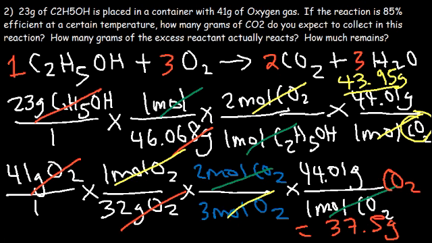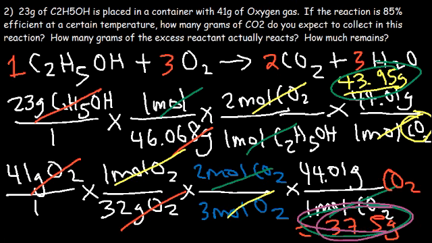Now we have 2 different potential theoretical yields, 43.95 and 37.5. Which one is the correct answer? The correct answer is the smaller of the 2 numbers. So the theoretical yield is 37.5. Because once you have 37.5 grams of CO2 produced, that means all of the grams of oxygen reacts. If there's no more oxygen in the reaction chamber, then ethanol cannot react anymore. So we're never going to get to 43.95, because once we get to 37.5, that's it.